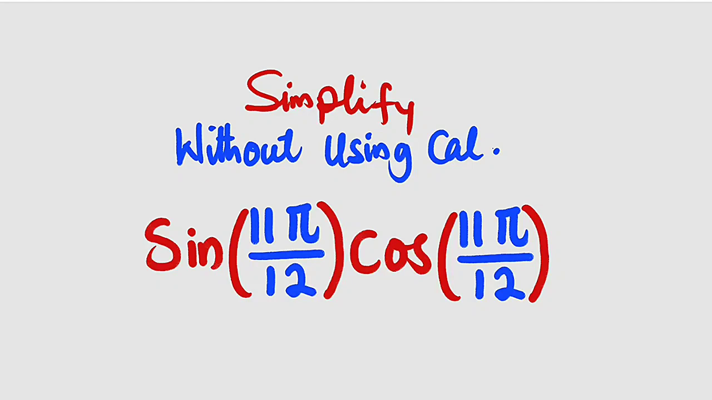Hello good day viewers. We are asked to simplify this trigonometric expression without using a calculator. We have sine of 11 pi divided by 12 multiplied by cosine of 11 pi divided by 12. Alright, let's get started.